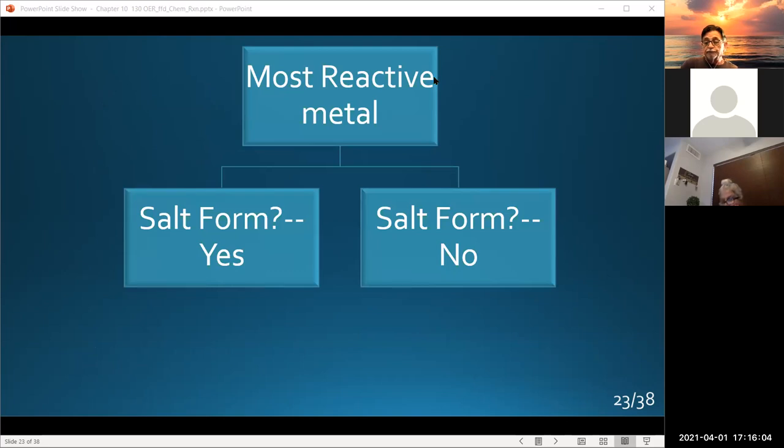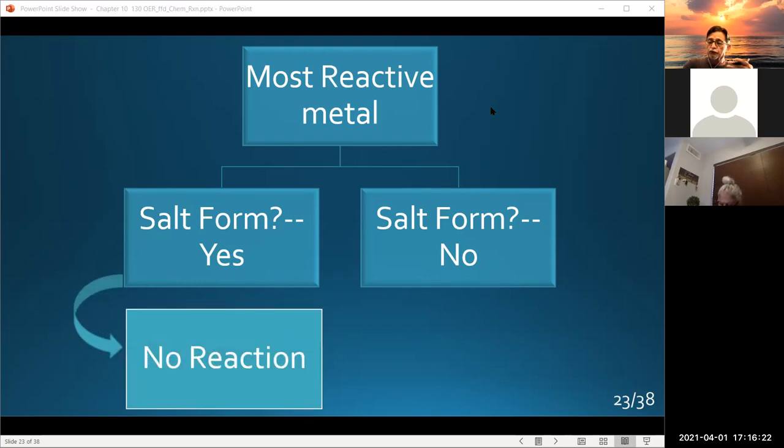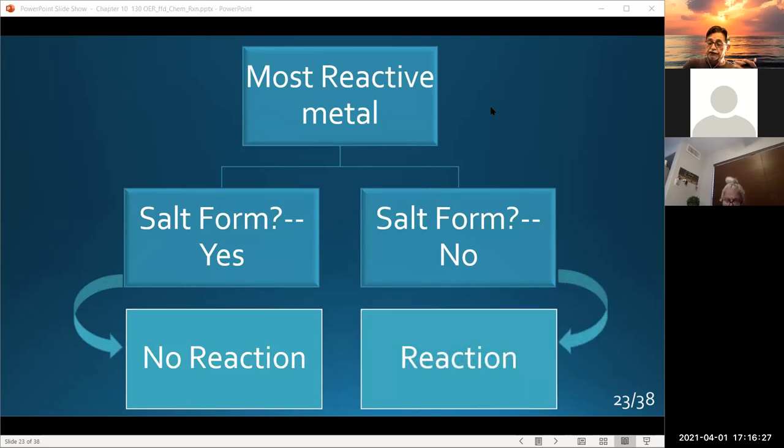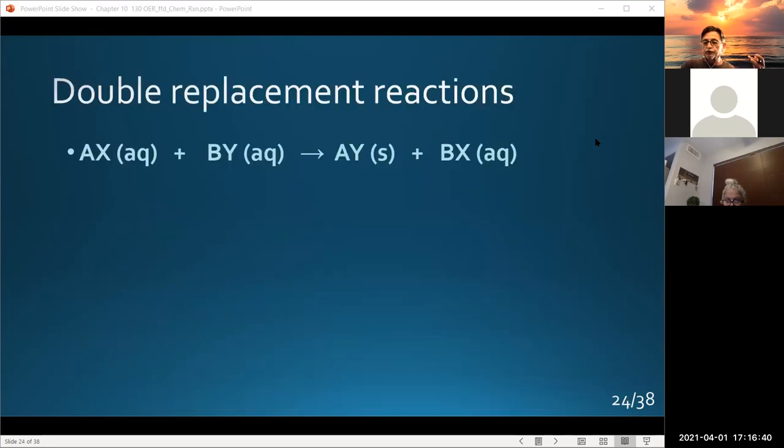So the flow chart with respect to the activity series: you look at the activities and determine which one is the most reactive metal. Ask the question, is the most reactive metal in salt form? If the answer is yes, then there's no further reaction. If the answer is no, then yes, there is a reaction, and you just exchange the partners, remembering for the other salt to write them out first as ions before you put them together, so you can put them together properly with their correct ratio.